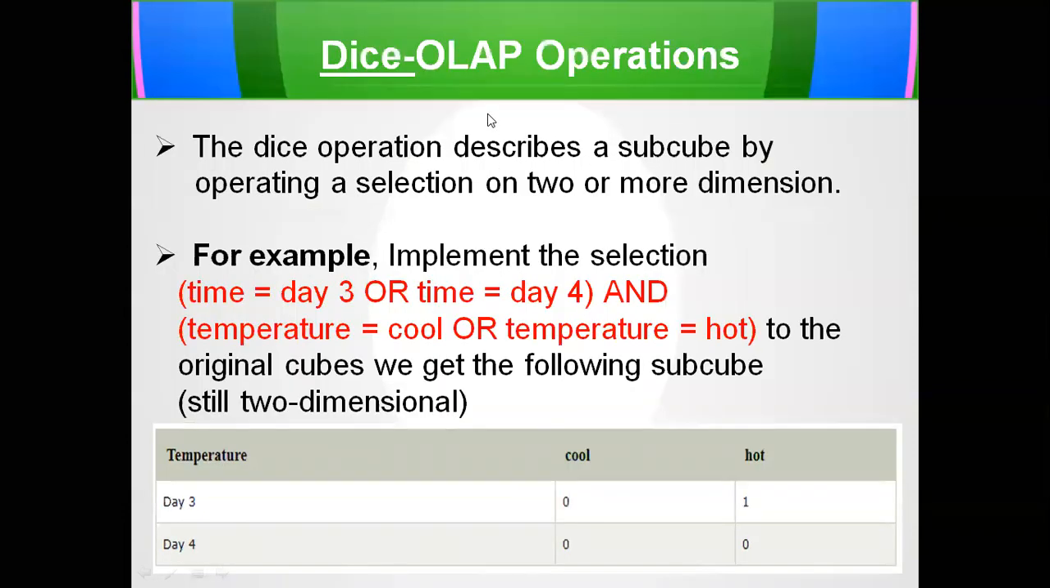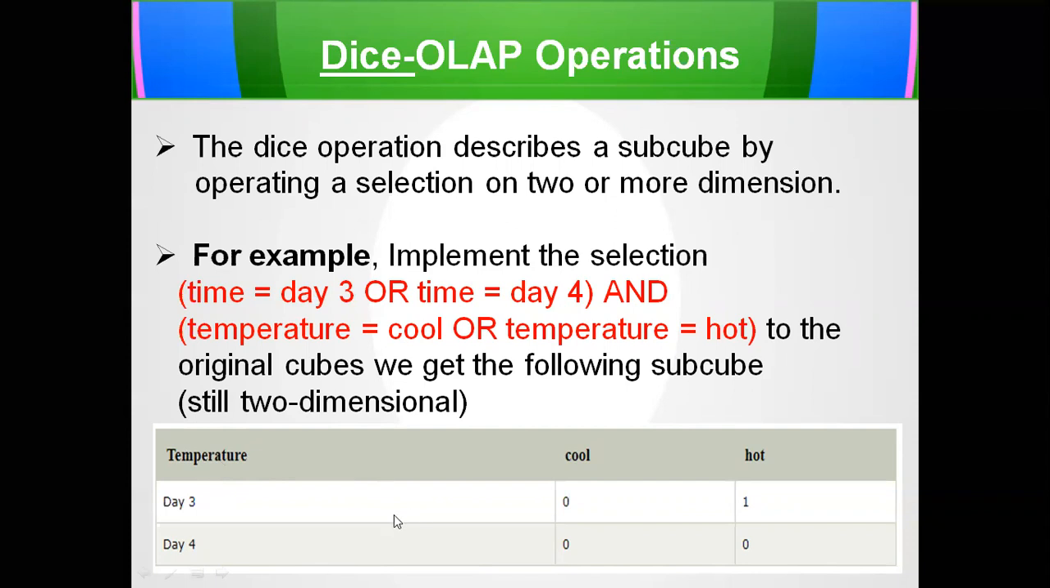Then dice operation is similar to this slice only, but it defines the subcube by operating a selection on two or more dimensions, right? So this dice operation's shape looks like a dice, and that's why the name dice operation is given here. So it is a subset of multiple dimensions, right? So here is one example. For example, implement this selection on time equal to day 3 or time equal to day 4 and temperature equal to cool or temperature equal to hot. To the original cube we get the following subcube, right?